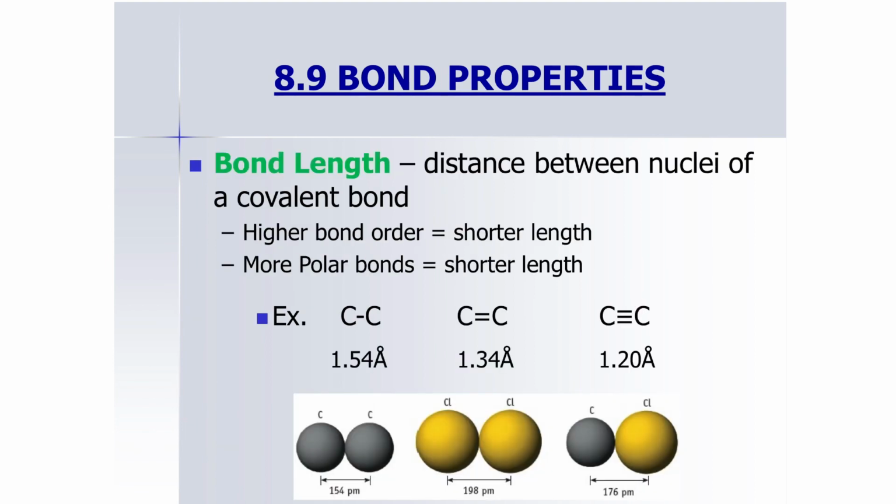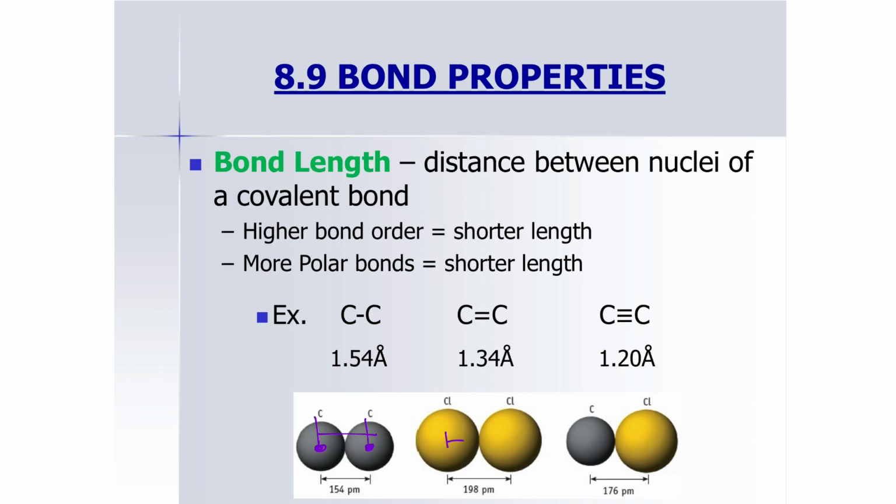Now, the next bond property we're going to discuss is bond length. So let's tie this in with our knowledge of strength as well. The bond length is the distance between the nuclei of a covalent bond. In other words, if you look at this picture at the bottom, if I had a carbon-carbon bond, we know these have electron clouds, but if I estimate our atom here, our nucleus would be at the center, and the distance from the center of one to the other is going to be our bond length. That's the distance from one nucleus to the other.